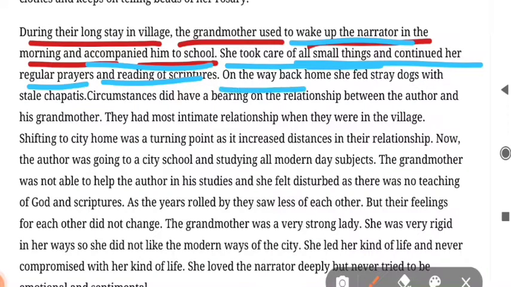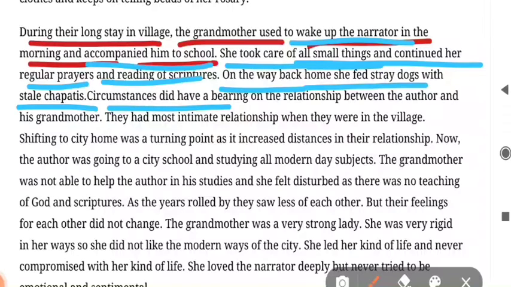On the way back home, she fed stray dogs with the stale chapatis. So what happened when they were going to the temple area to school? She prepared some extra chapatis for the dogs which were found on the street. So she made stale chapatis for the street dogs, and when they were returning back from school, she used to feed those dogs, right?